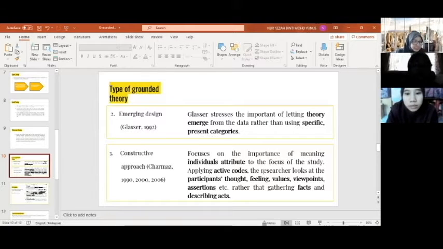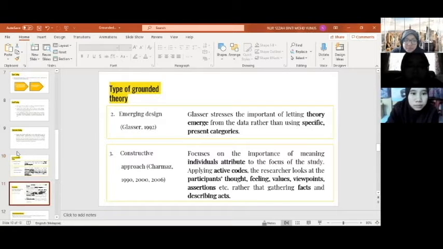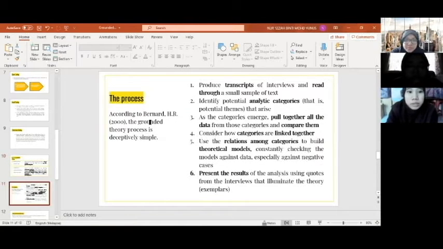Applying active codes, the researcher looks at the participants' thoughts, feelings, values, viewpoints, assertions, etc., rather than gathering facts and describing facts. The process of grounded theory, according to Bernard H.R. 2000, the grounded theory process is deceptively simple.